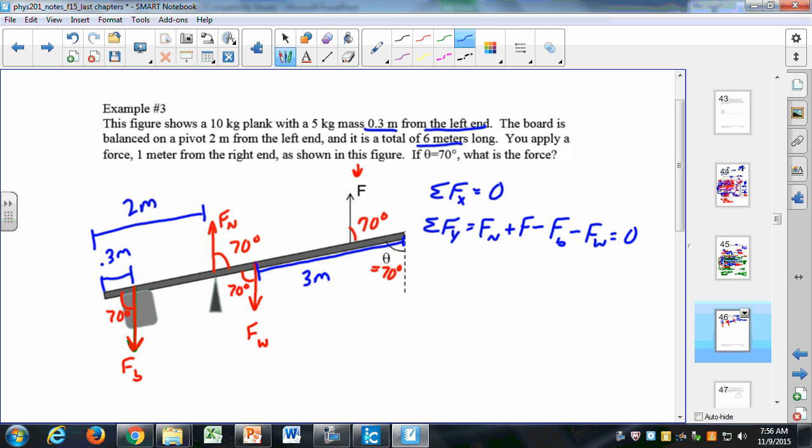I'm going to go ahead and write my unknowns here. What do I not know here? I don't know Fn. I think that's it. Is that right? I know the weight of the board. It's 100 newtons. I know Fb. Oh yeah, I don't know F either. Okay, so I do have two unknowns there.